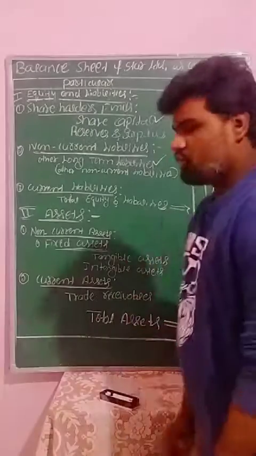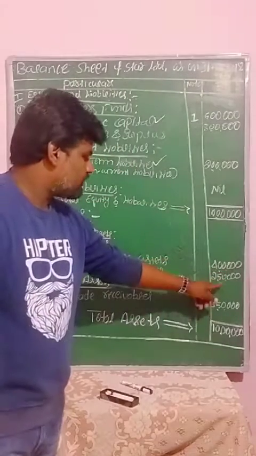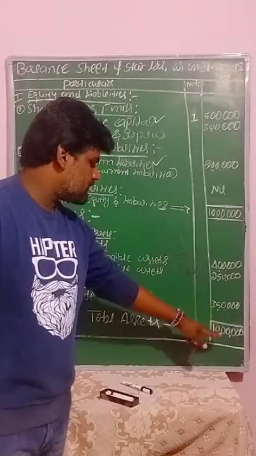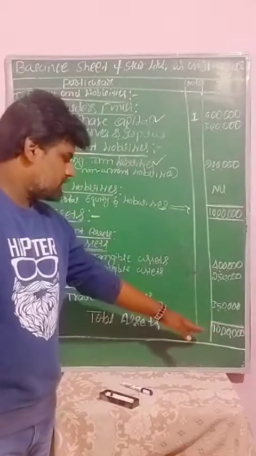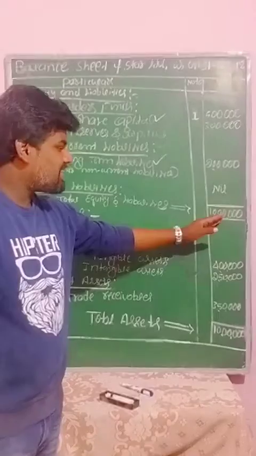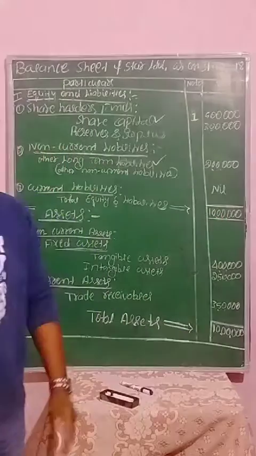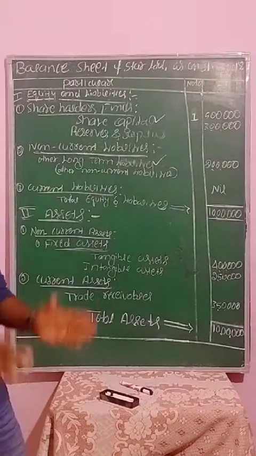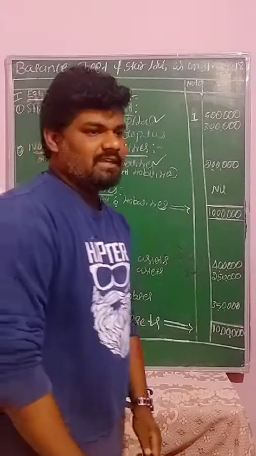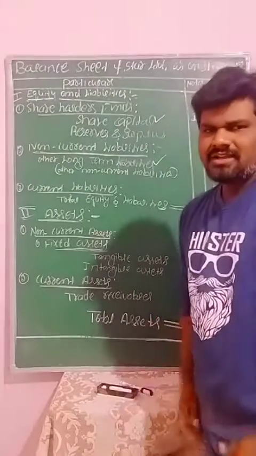So now we need to make the total balance in the assets. 4 lakhs plus 2,50,000 plus 3,50,000, total 10 lakhs rupees. So here total equity and liabilities 10 lakhs, and the same being total assets also 10 lakhs. Always in the balance sheet, assets are equal to liabilities and capital. This is the solution regarding the question.